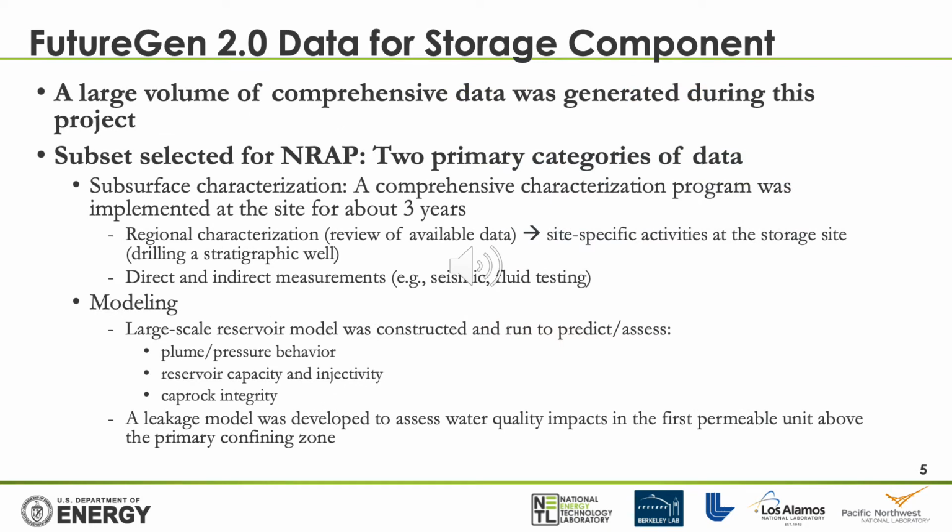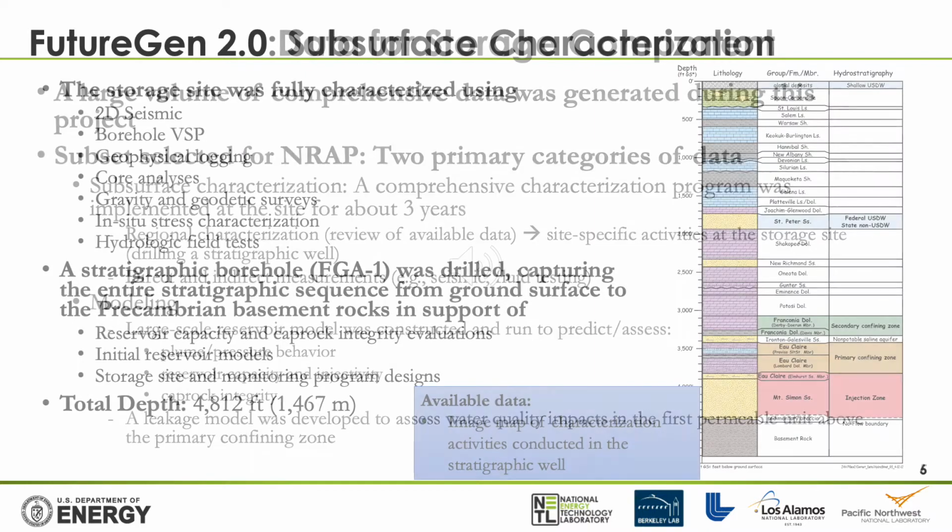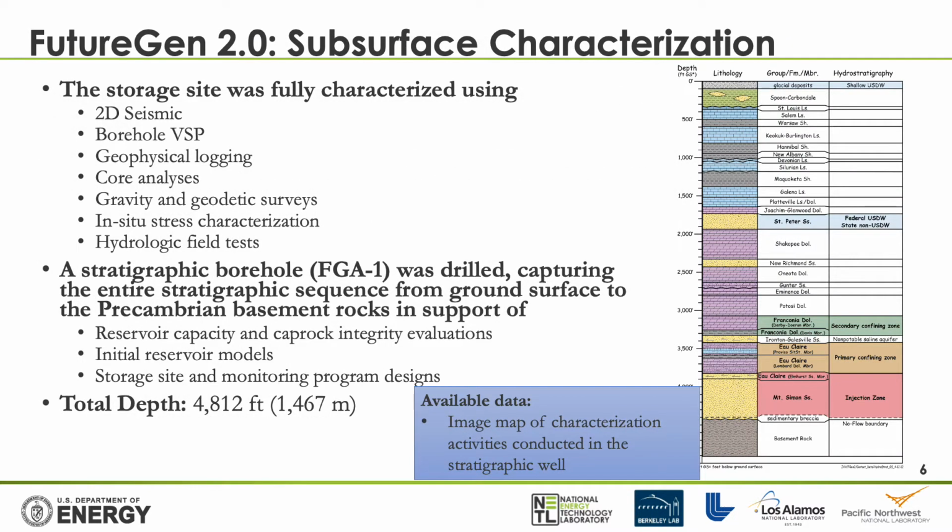The dataset consists of subsurface characterization data, both regional and site measurements, as well as a reservoir model and a leakage model that we were able to use to construct component models for NRAP OpenIAM. Subsurface characterization data includes seismic, borehole VSP, geophysical logging, core analyses, gravity and geodetic surveys, in situ stress characterization, and hydrologic field tests. A stratigraphic borehole was drilled and was used to develop the initial reservoir models.